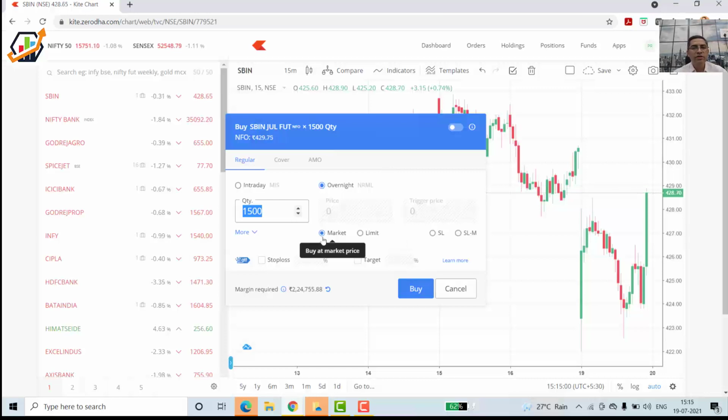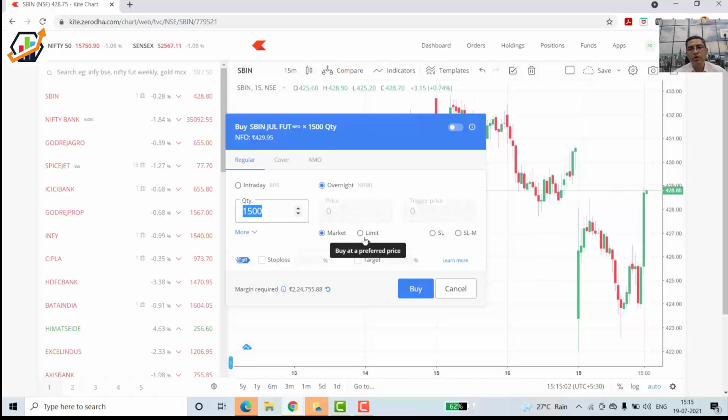So what you see here, one is market and one is limit. Right now the price which is going on, it's a live market, it is going up, 428.9. Right now it's showing 430, right? So if you want to buy, let us say, a trade for SBI futures.